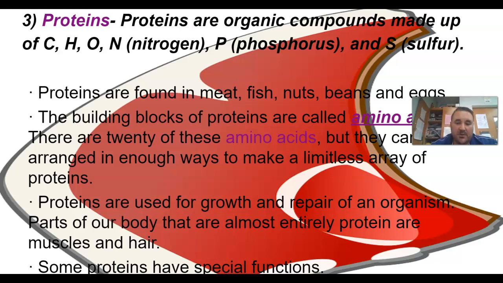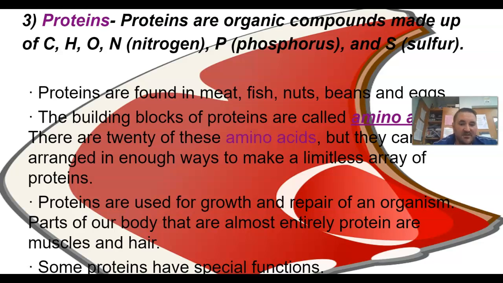The monomer of a protein is an amino acid. There are 20 of them, but it's kind of like letters of the alphabet. You can rearrange the letters in so many different ways. You have a limitless number of proteins. You can have a limitless number of words too.